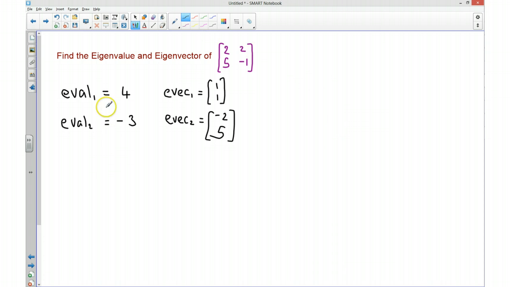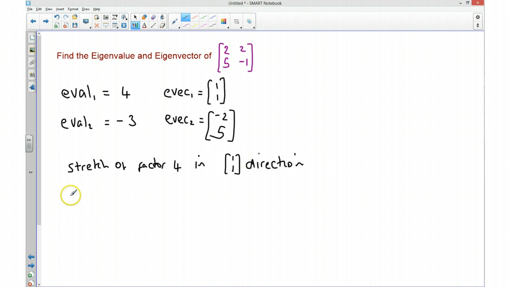Okay, so what that means is that this particular transformation here represents a stretch of factor 4 in the direction (1, 1), or the (1, 1) direction. And we've also got a stretch of factor -3 in the (-2, 5) direction.